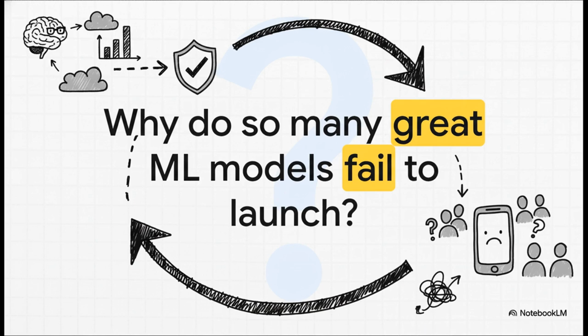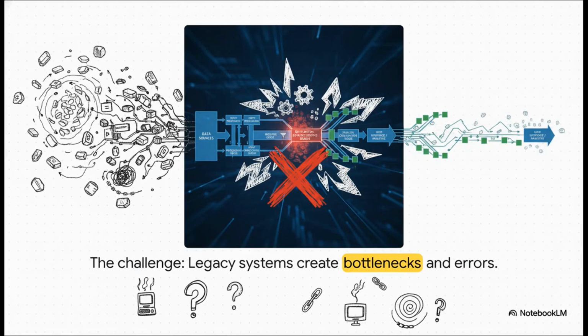So what's going on here? Why does this keep happening? Well, here's the fascinating part. It's almost never the model's fault. The problem is the process. Just look at this diagram. The path from the initial data to a live application is often this tangled web of manual steps and clunky old systems. That big red X? That's the bottleneck. It's where everything grinds to a halt, where errors creep in, and where all the amazing value of that model just gets lost in translation.